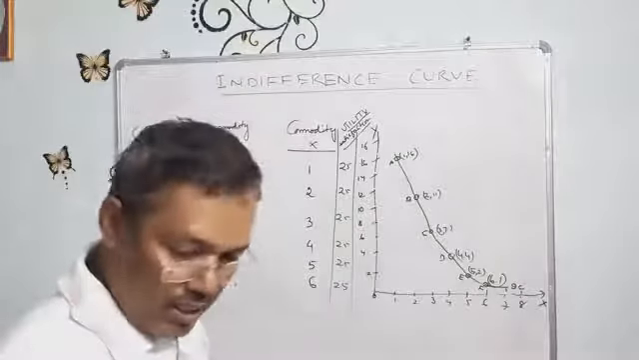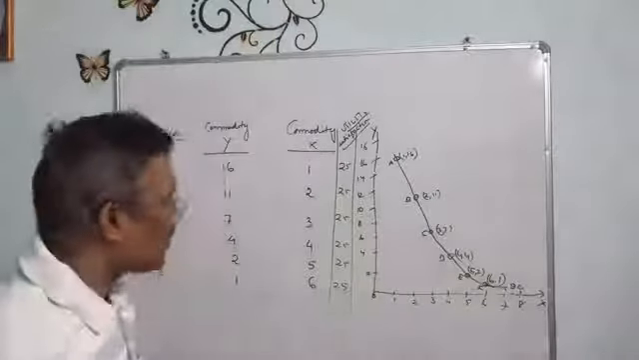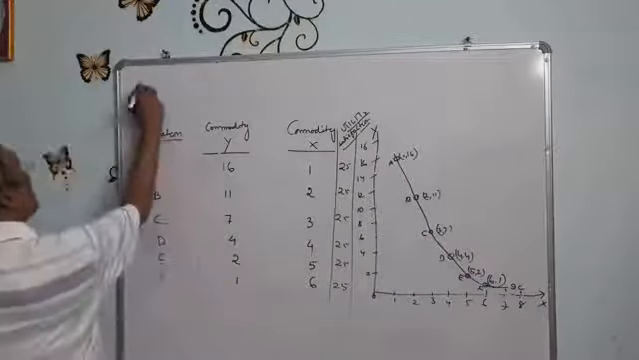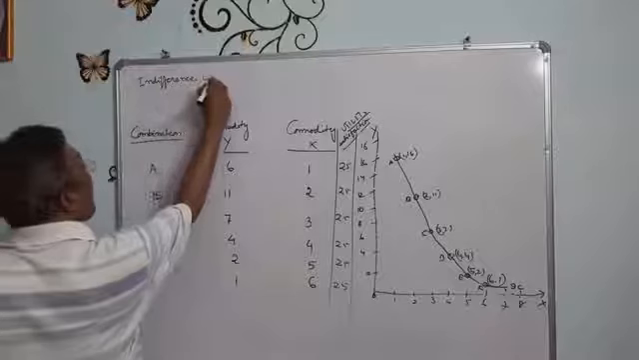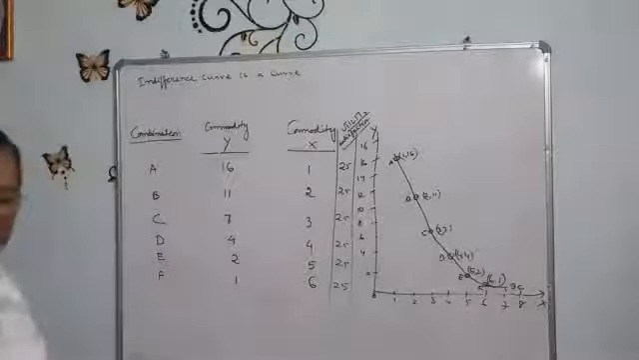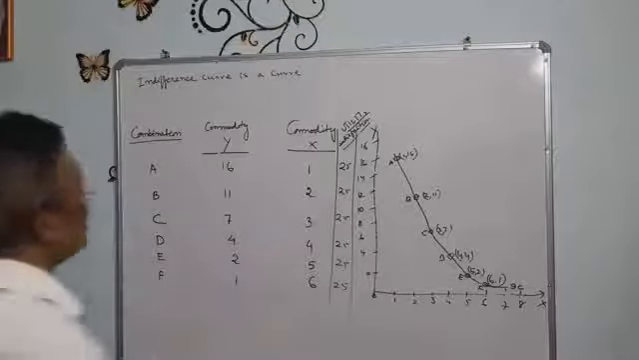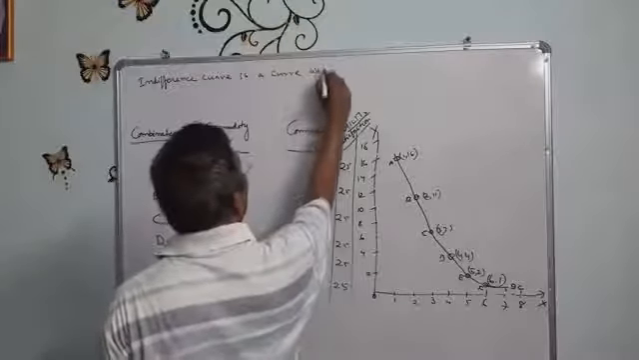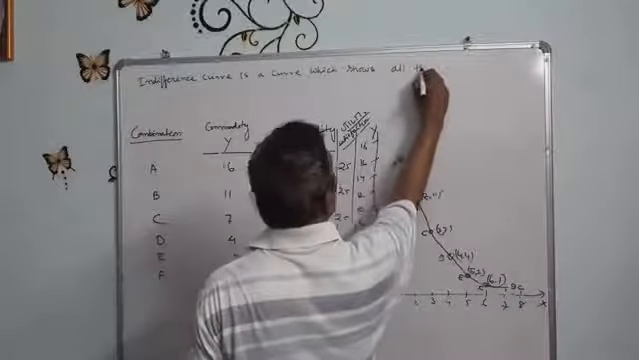That I will write here. What is an indifference curve? An indifference curve is a curve through A, B, C, D, E, F. When we draw these lines, that is called the indifference curve, which is a locus which shows all the possible combinations.